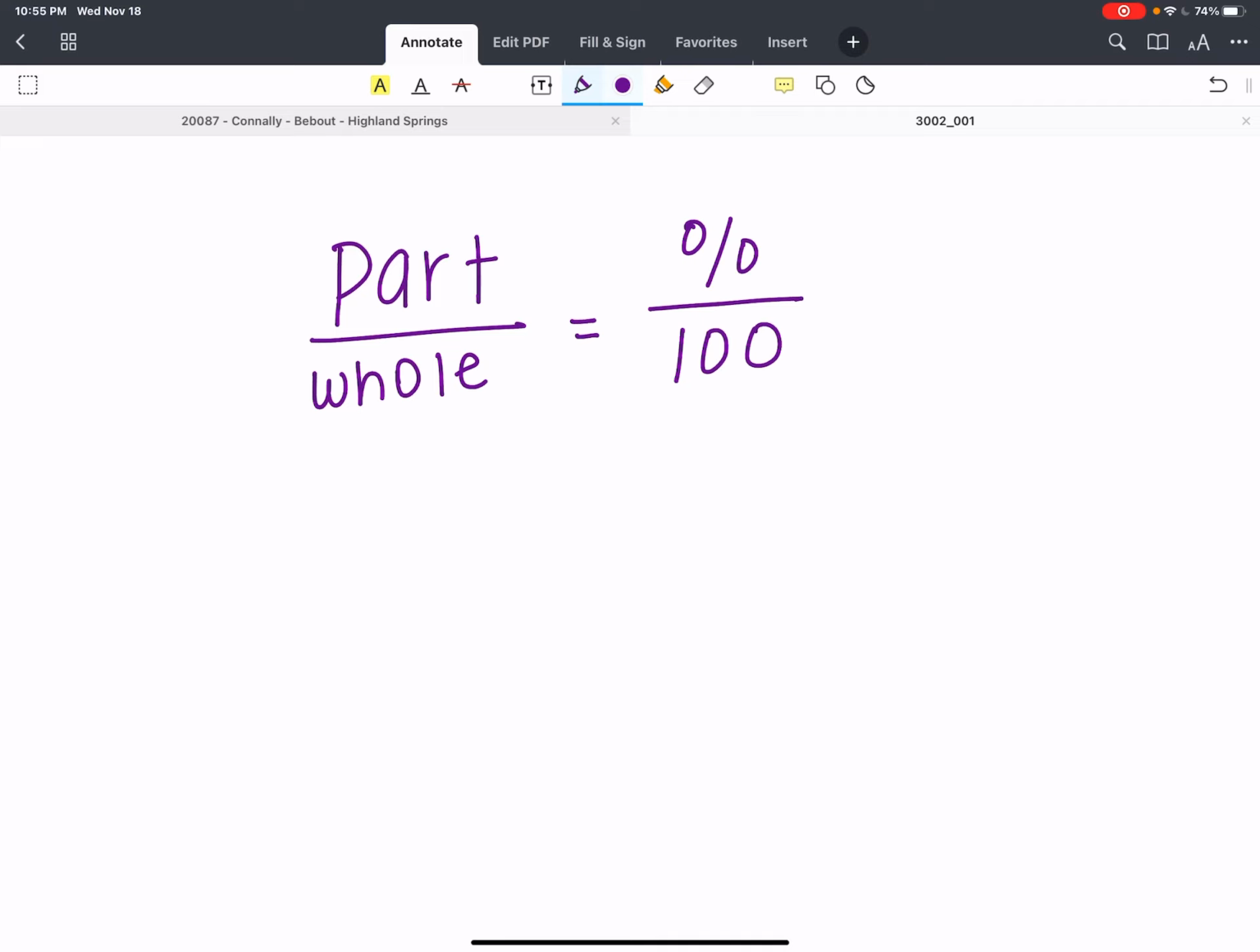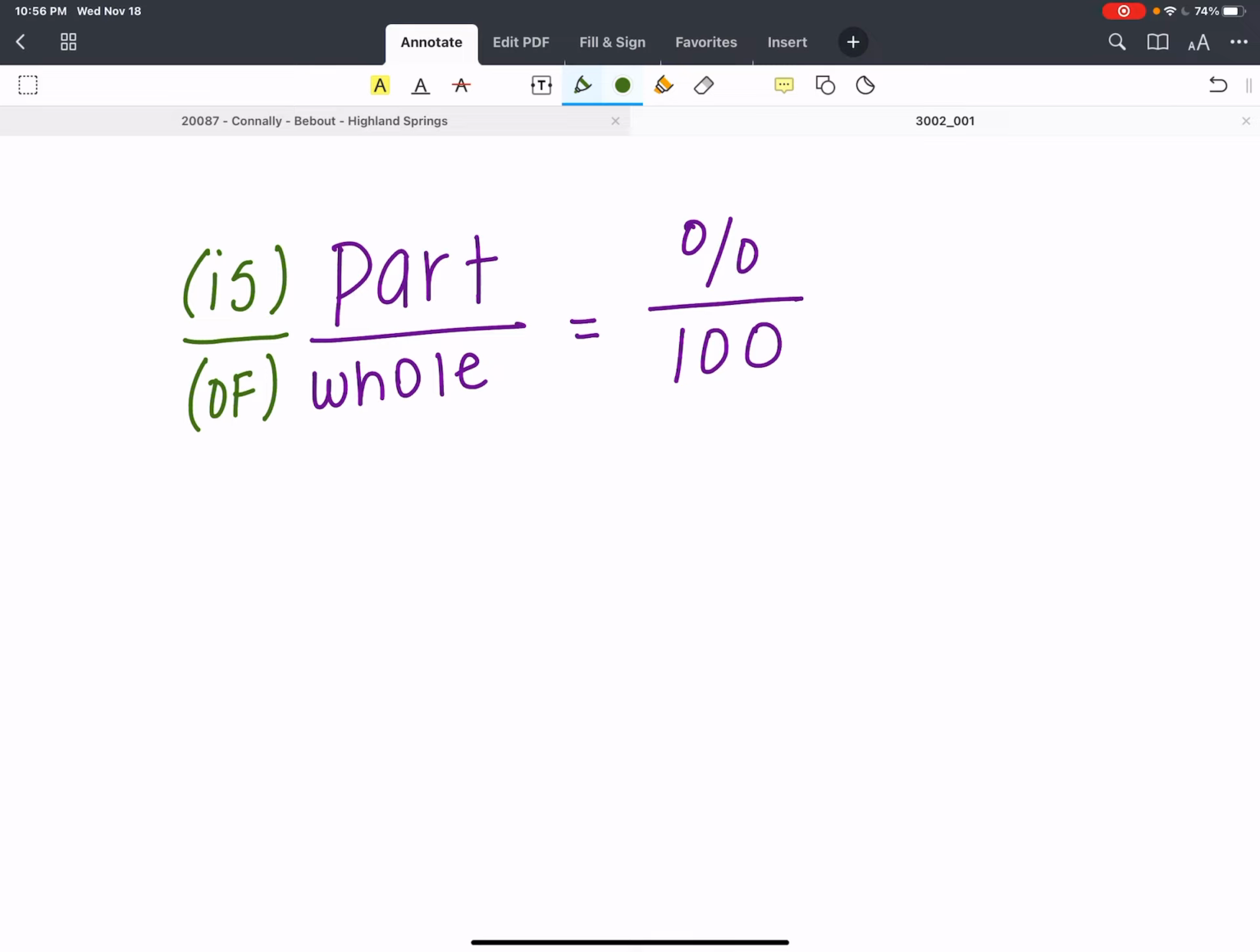Another way that part can be said is "is" over "of". And I'll show you that today as well. So the big takeaway from this is that the percent always goes above 100. It's always over 100, no matter what.